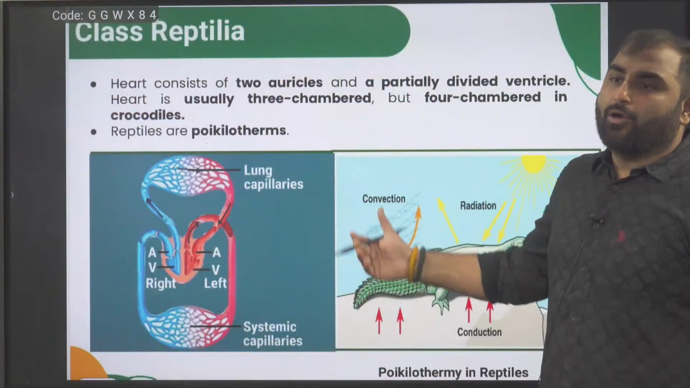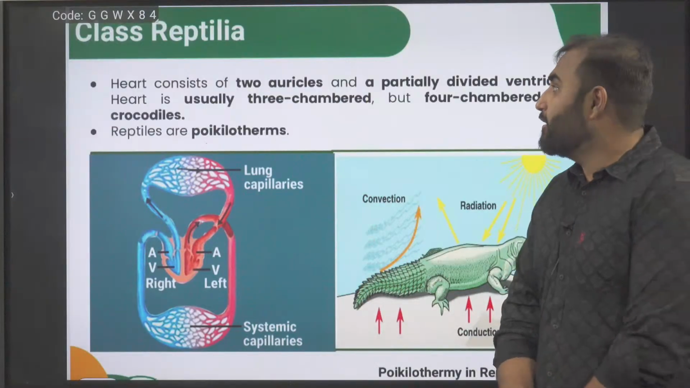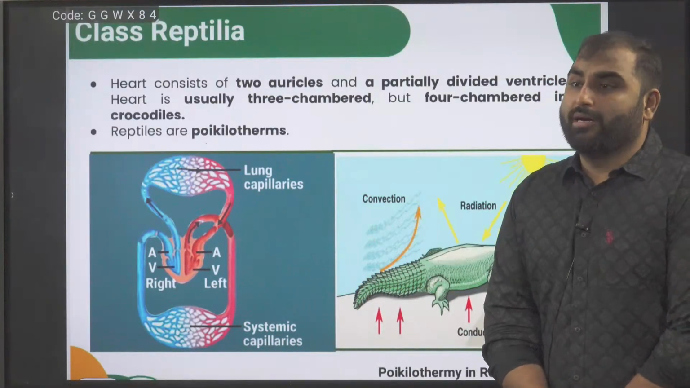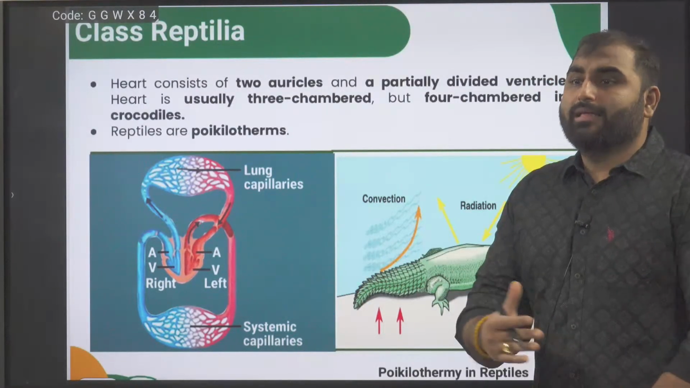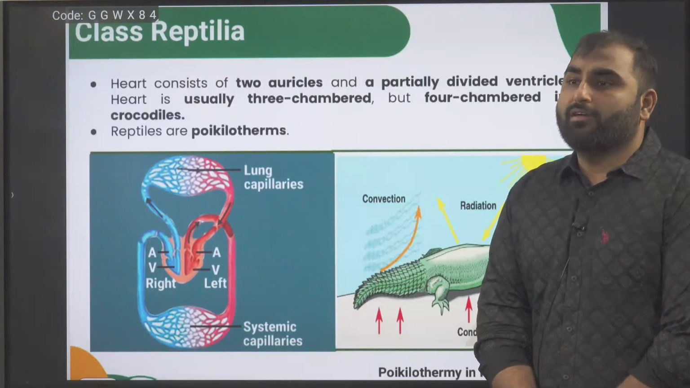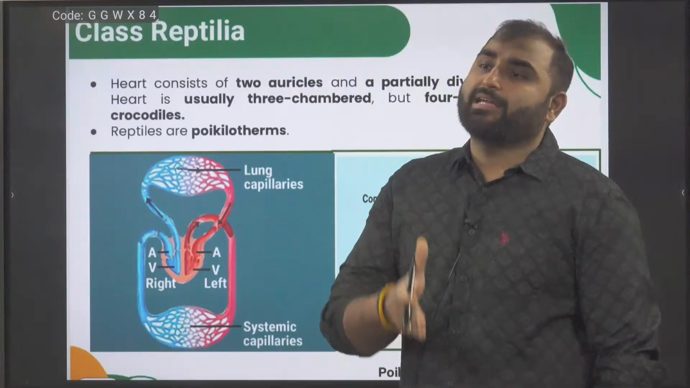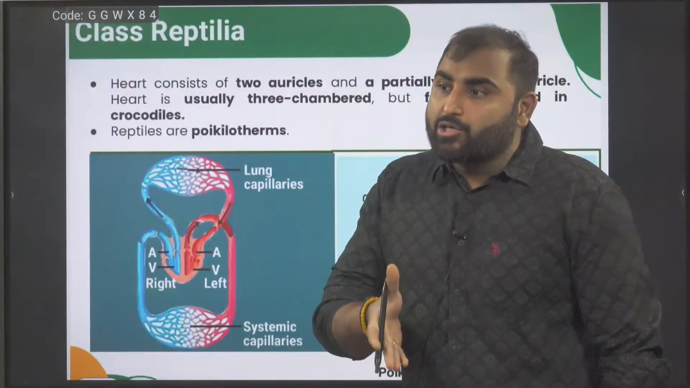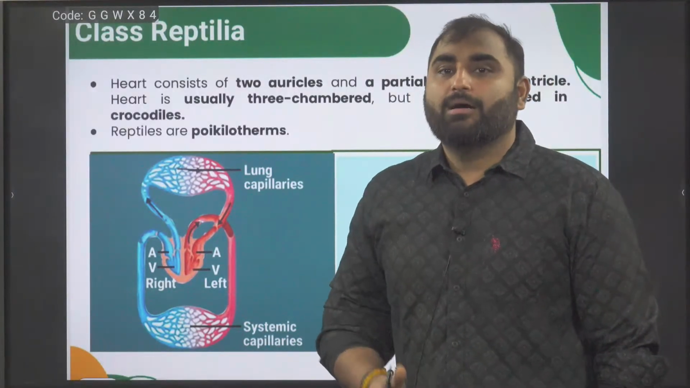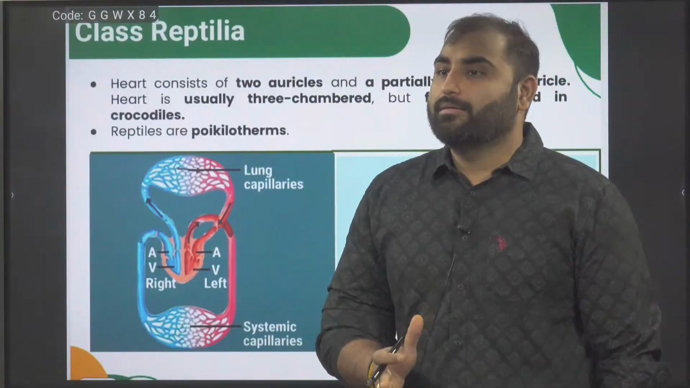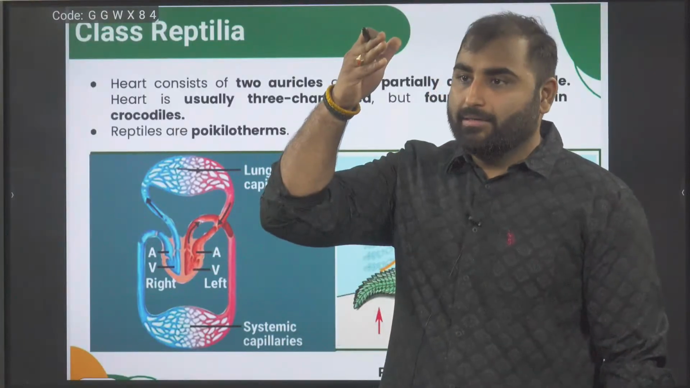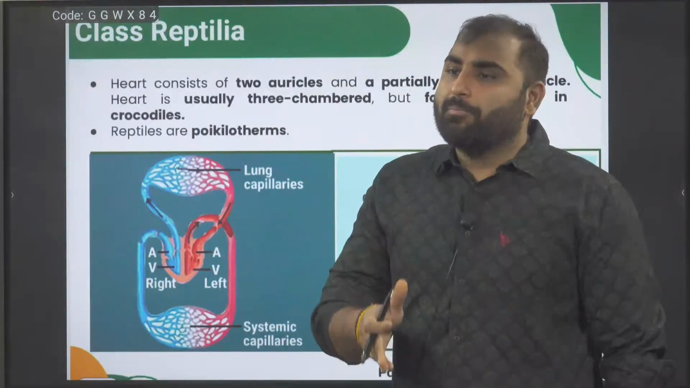Moving ahead. Now talking about the circulatory system of the reptiles. Obviously it's a closed circulatory system. We are discussing vertebrates. They have 2 auricles and 1 ventricle. The ventricle is now having a partial separation. The ventricle started showing the interventricular septum, but it is partially separated. The septum is not a complete interventricular septum. So a partial septum is there.